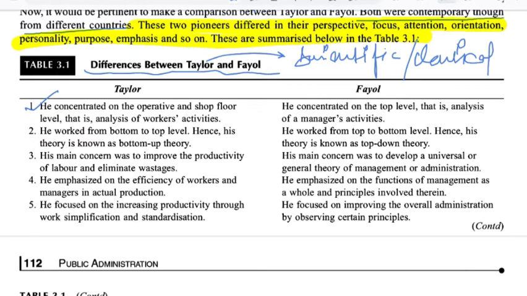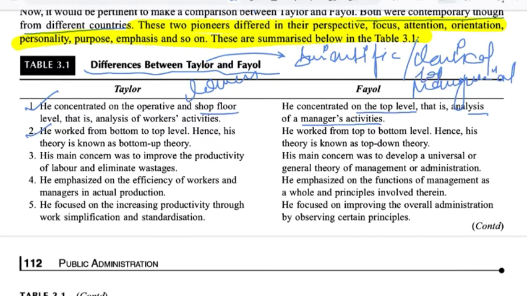F.W. Taylor emphasized the shop floor, meaning the lower level of the organization, while Henry Fayol concentrated on the top level and analysis of managerial activity. Henry Fayol concentrated on the managerial level, meaning the top level.